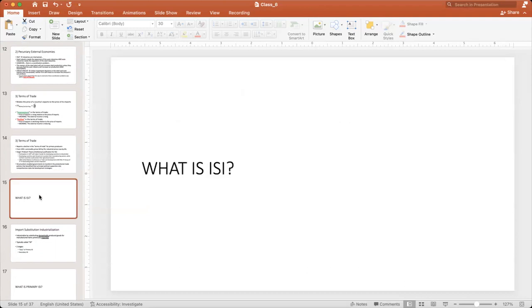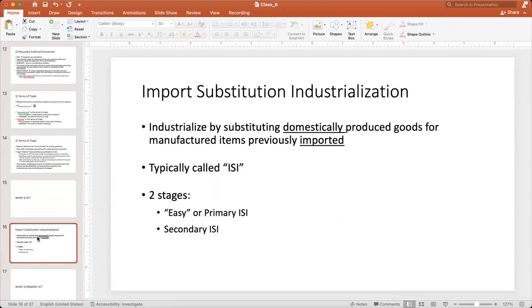So what is the import substitution industrialization? So import substitution industrialization is when you are industrializing your country by substituting domestically produced goods for manufactured items previously imported.